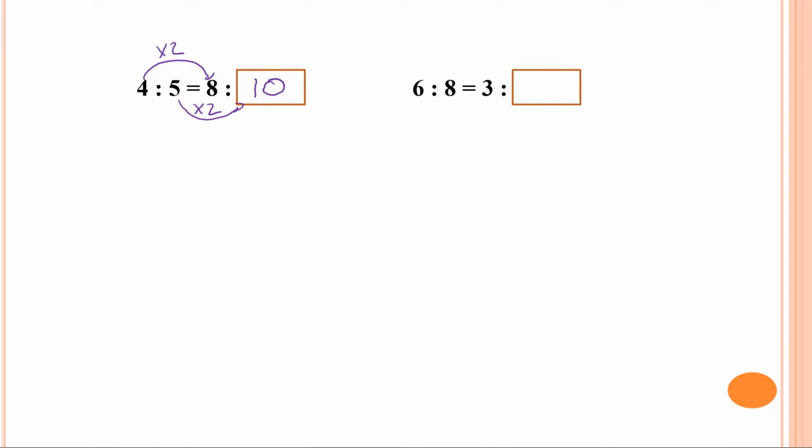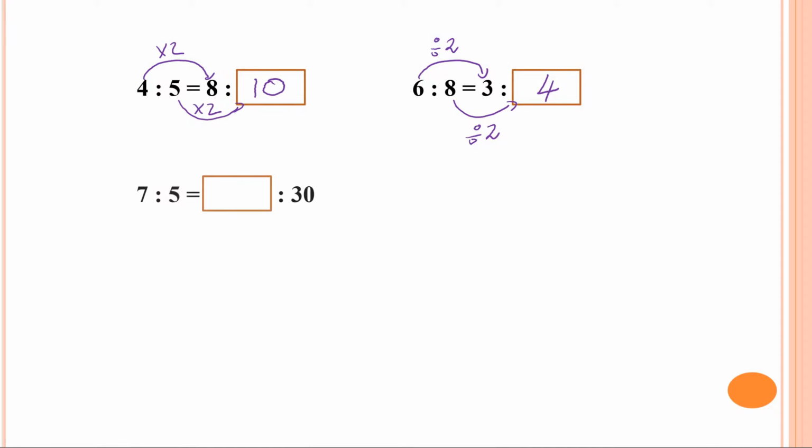This ratio here, 6 to 8 equals 3 to something. From 6 to 3, you halve it, or you divide by 2. Because I divide by 2, this number also needs to be divided by 2. So 8 divided by 2 is 4. So the answer is 4.